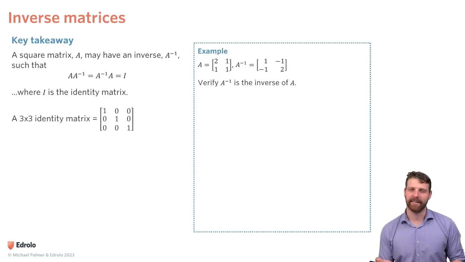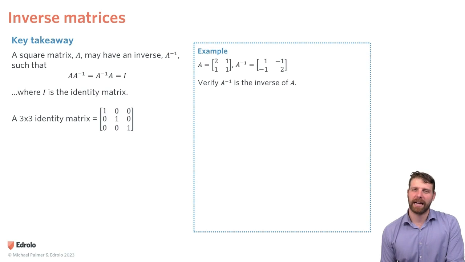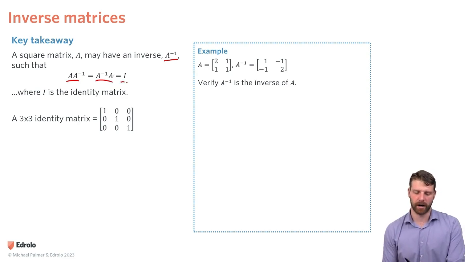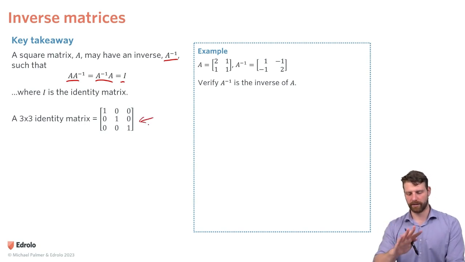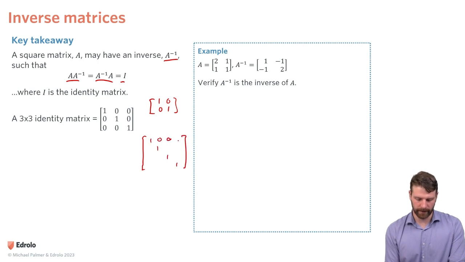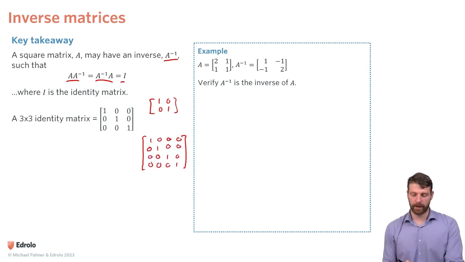Our key takeaway today is that a square matrix A may have an inverse, read as A inverse, such that A times A inverse is the same as A inverse times A, which is the identity matrix I. A 3 by 3 identity matrix looks like this. That's one where there are zeros everywhere except on the diagonal, and they're all ones. So hopefully you remember the other identity matrices. The 2 by 2 one looks like this, and the 4 by 4 one looks like this. So hopefully you remember what an identity matrix is.